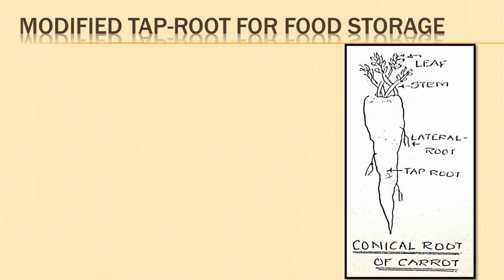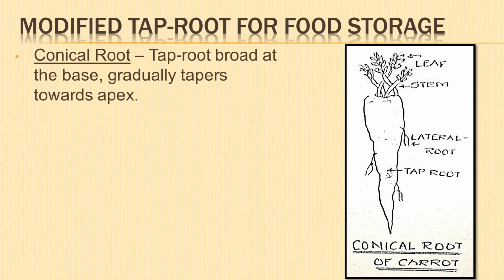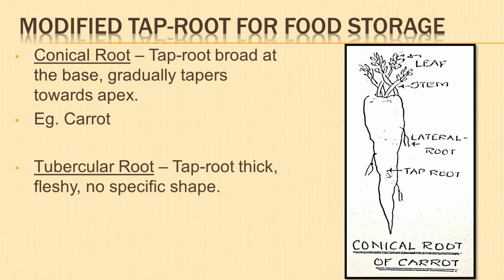Conical root. When the root is broad at the base and it gradually tapers towards the apex like a cone, it is said to be conical. Example, carrot. Tuberous root. The taproot, which is thick and fleshy without maintaining any specific shape, is said to be tuberous as seen in mirabilis. Next are the pneumatophores.